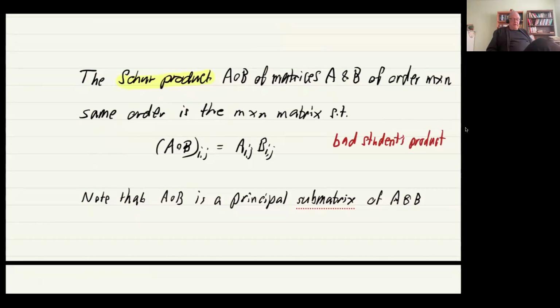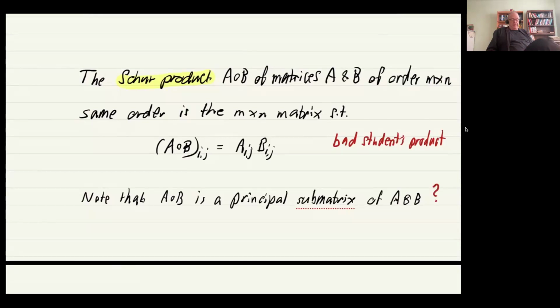Now it turns out it is useful, and we'll see it coming up before too long. Okay, so of course it's dead simple. It's distributive in each factor. It's commutative: A circle B is equal to B circle A. The comment I want to make is that A circle B is a principal submatrix of A Kronecker B. And you may want to think about that.